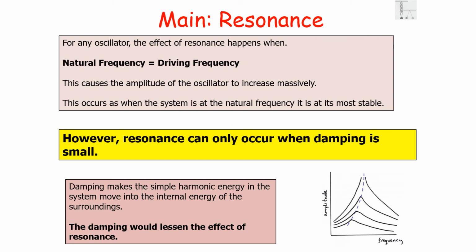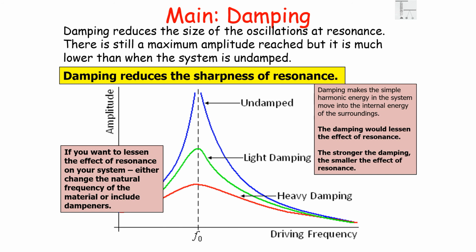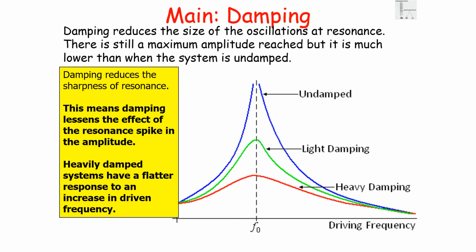Damping makes the simple harmonic energy in the system move to the internal energy of the surroundings, so damping would lessen the effect of resonance. So damping reduces the sharpness of resonance. As you'll notice from our graph, if you want to lessen the effect of resonance on your system, you would either change the natural frequency of the material or you would include dampers.